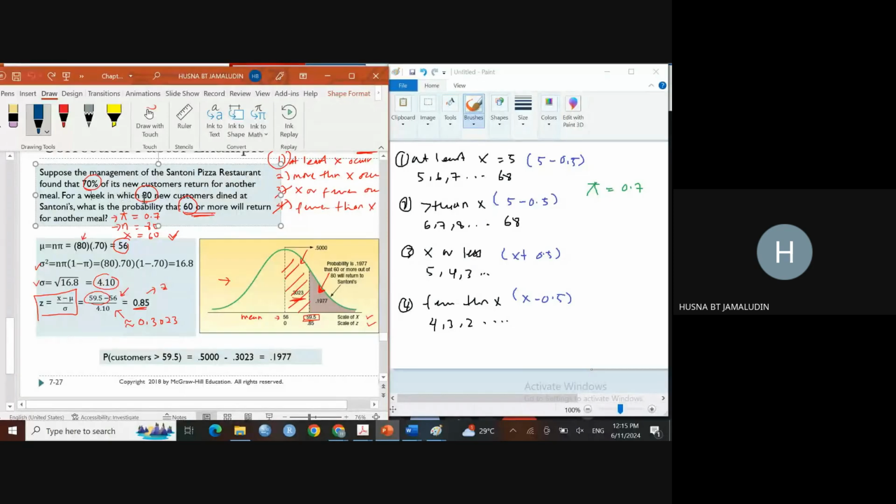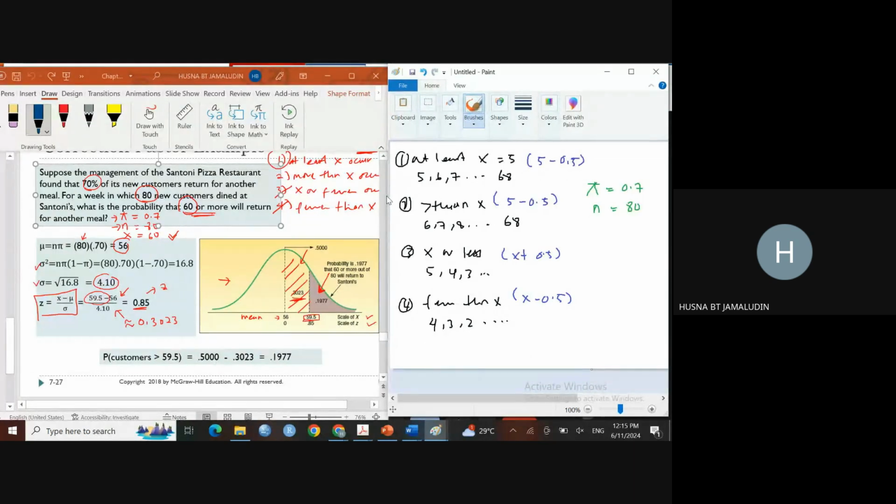So for a week in which 80 new customers come, 80 people, this is a lot, right? So your n equals 80. The moment you see this is more than 20, even though this is discrete, it falls under chapter 7. So this is approximate to binomial. It is the binomial formula, but you also have to integrate it with your z formula, because this is a lot. So you can have a normal distribution.